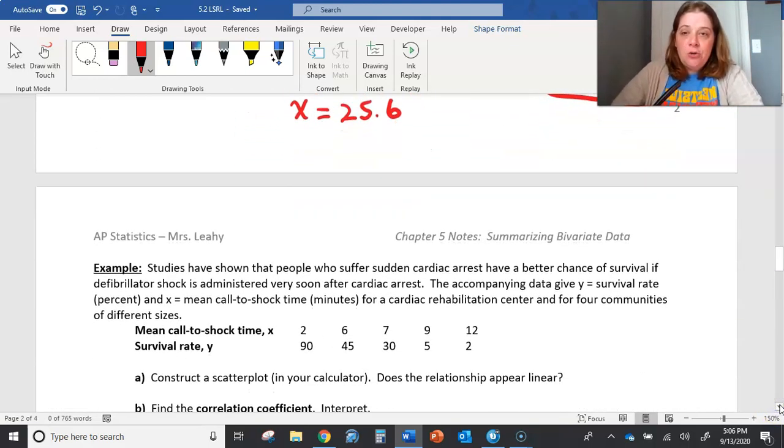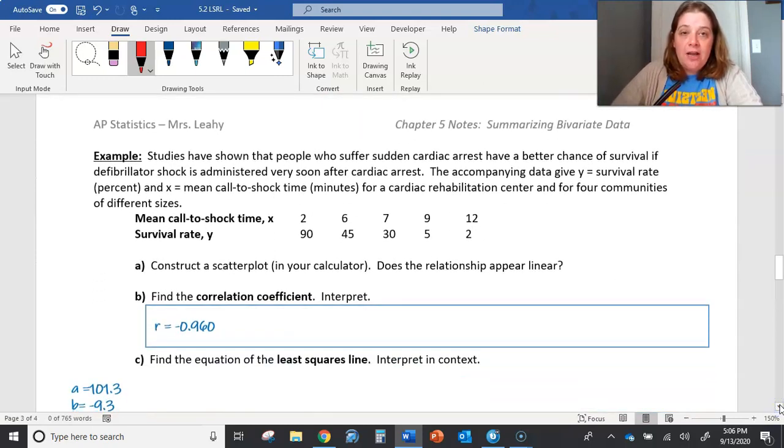So studies have shown that people who suffer sudden cardiac arrest often have a better chance of survival if a defibrillator shock is administered very soon after cardiac arrest. The accompanying data give Y as the survival rate in percent and X equals the mean call to shock time in minutes for a cardiac rehabilitation center and for 4 communities of different sizes.